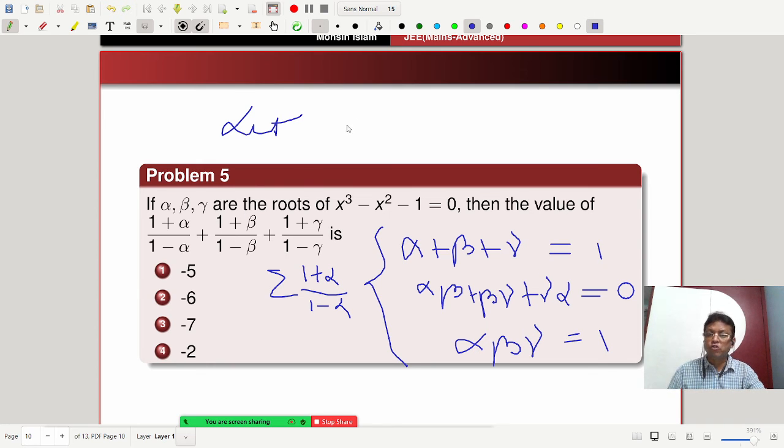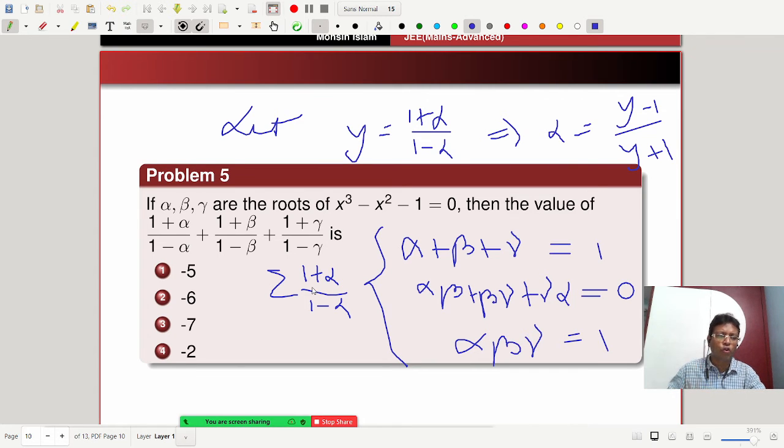So I will use a transformation. Let y equal to (1 plus alpha) by (1 minus alpha). Okay. Then if you use your technique of componendo dividendo, it will give you alpha in terms of y. So alpha will be (y minus 1) by (y plus 1). This is your alpha.